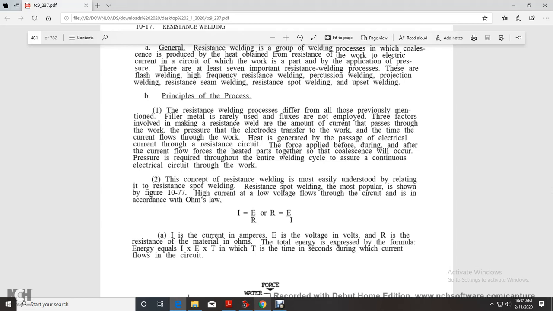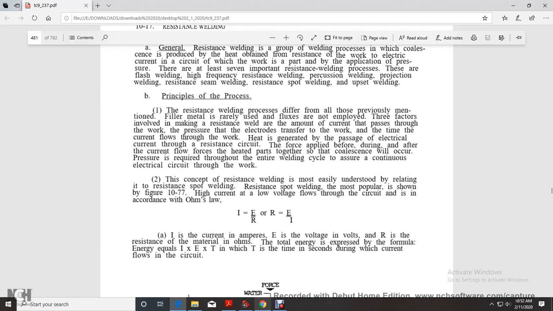Voltage over ohms. I is the current in amperes, E is the voltage, R is the resistance, so you'd have amperes equal voltage over ohms, and then ohms equals voltage over amps.